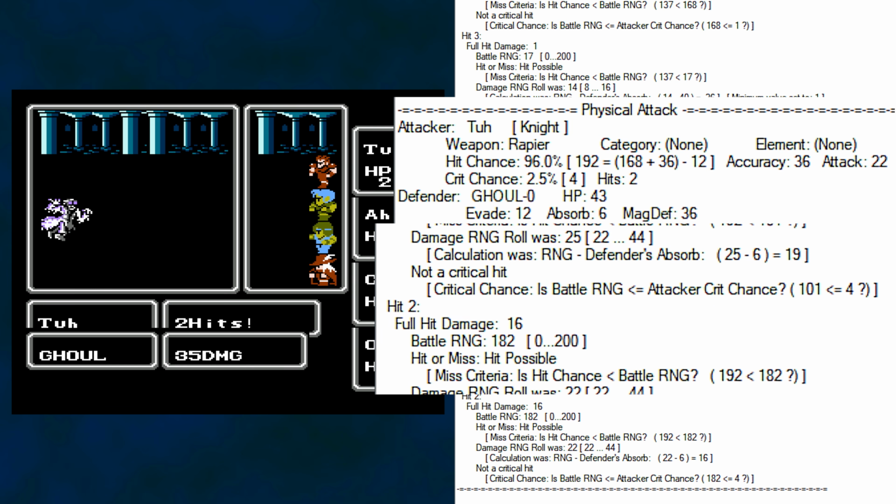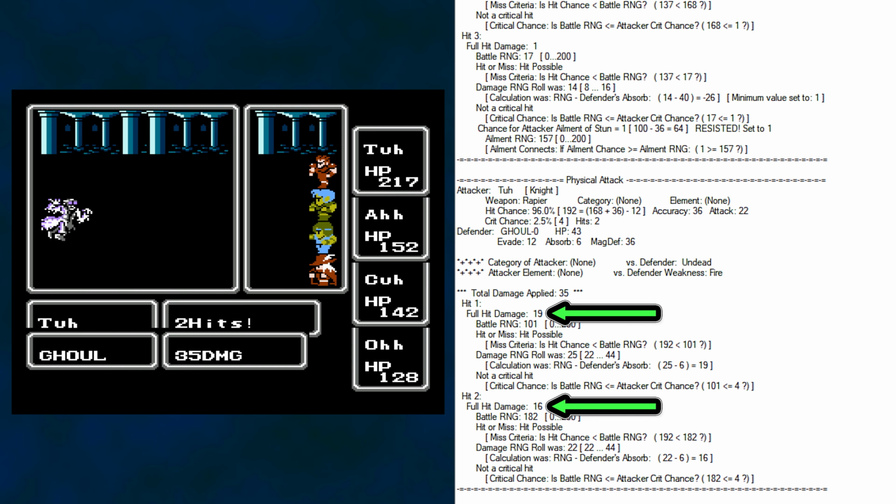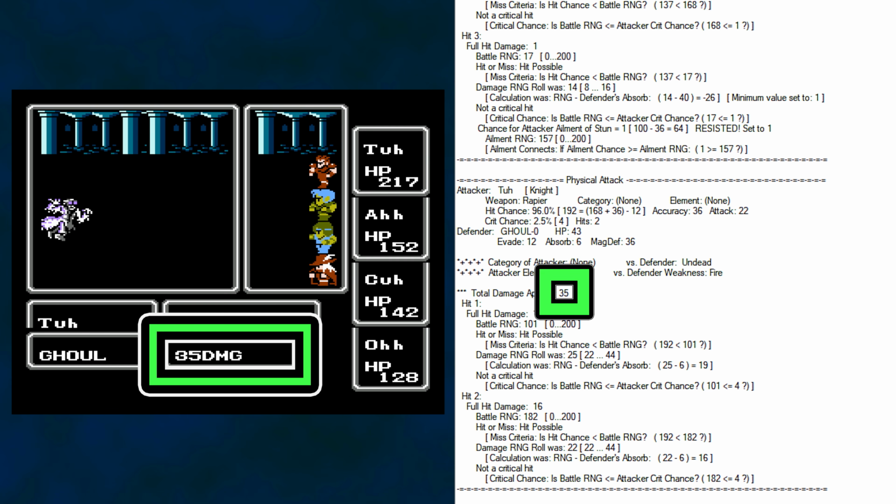How about the second hit? This time the battle RNG is 182. Not good at all. That's pretty high. Fortunately, our hit chance is 192. We still managed to hit. The damage roll this time was 22. That's the worst possible, as it is the lower bound. Subtract the ghoul's absorb and we have 16. Add the 2 hits together, 19 plus 16 is 35. There is the damage dealt from our knight in this round.